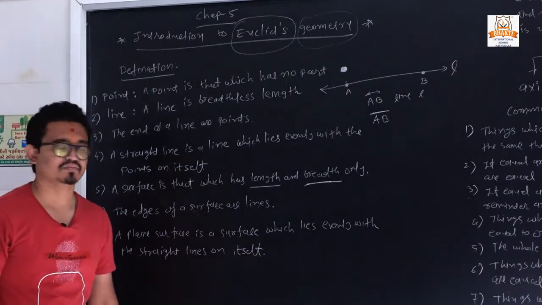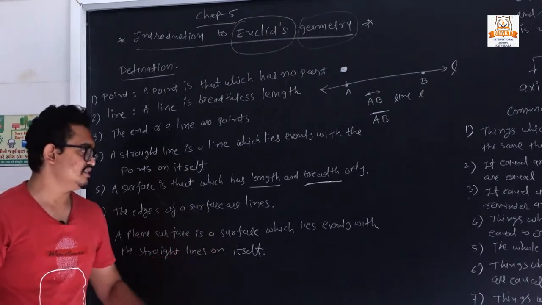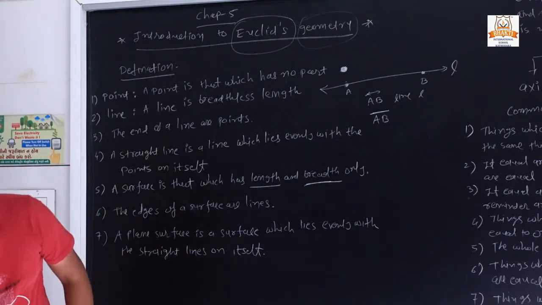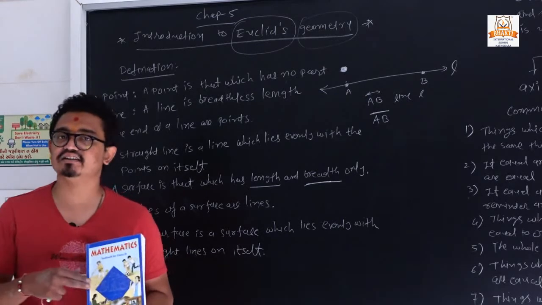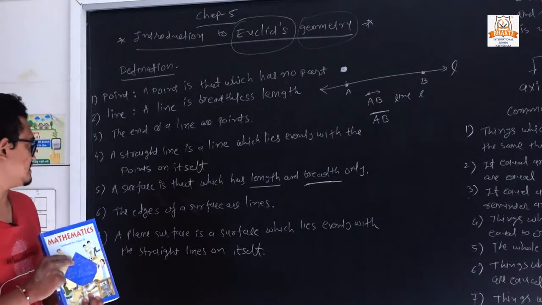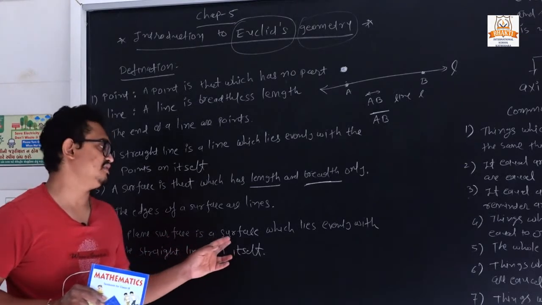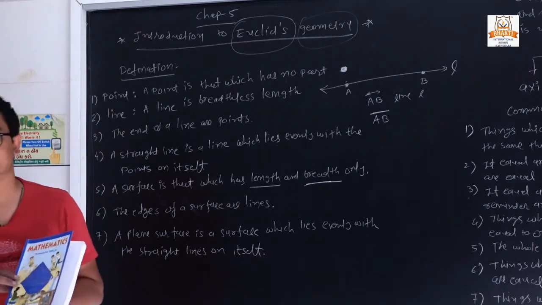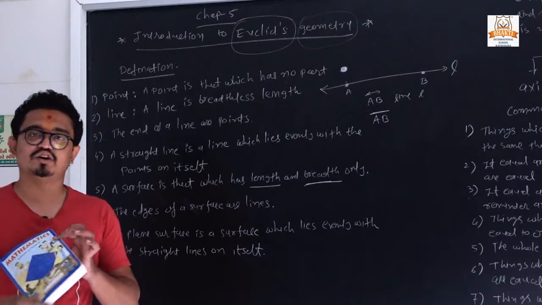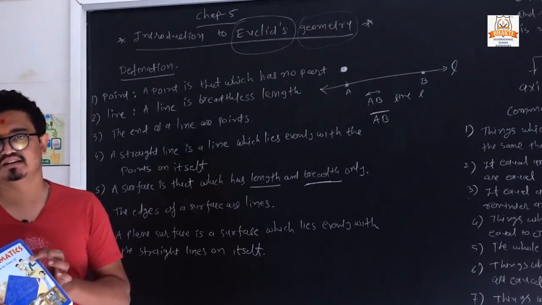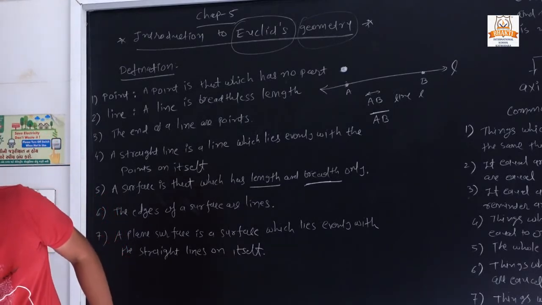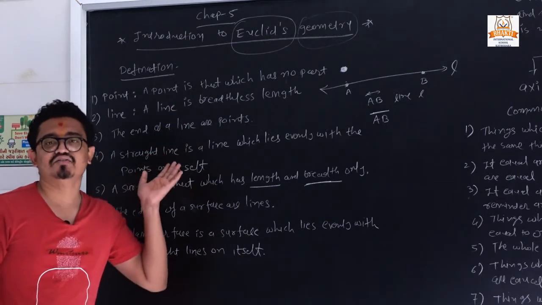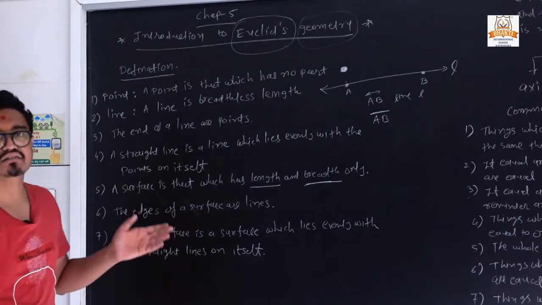Now last point, a plane surface is a surface which lies evenly with the straight lines on itself. See that, clear? So this is a plane figure. So we can say that in a plane surface, it depends on the lines. By joining all these lines, we can make the surface. Clear? So these are some points or definitions which we already learned in the previous standard. You can write them down in your fair book also. We can also give it in your homework.